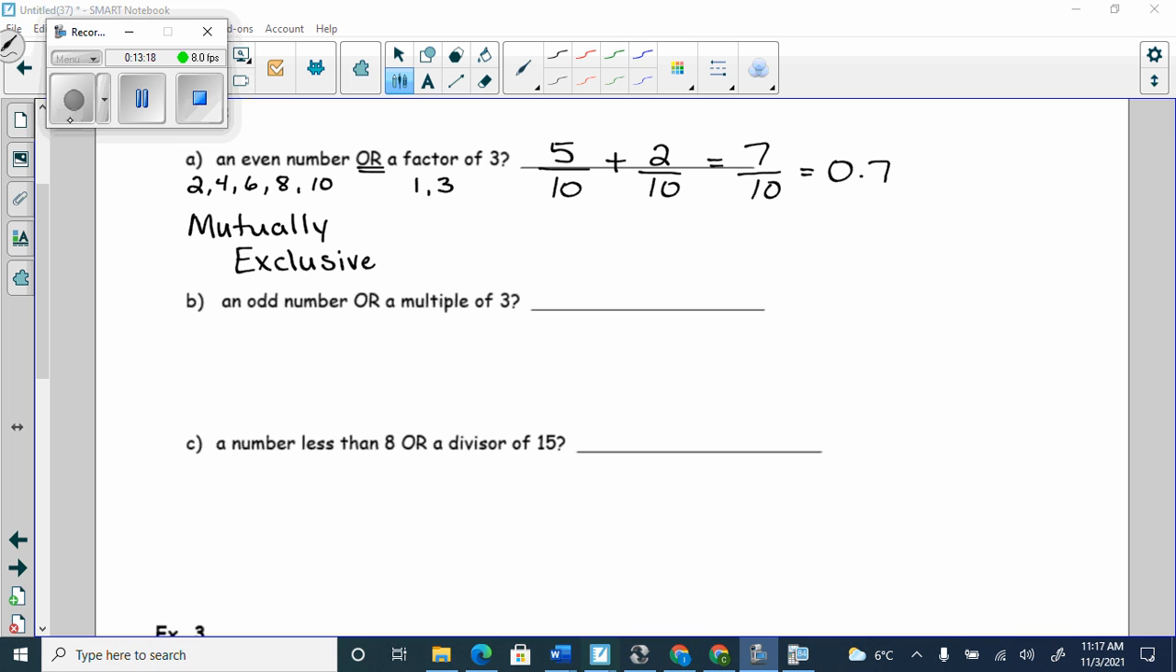Okay, let's look at B. Odd numbers would be 1, 3, 5, 7, 9. Multiples of 3 start at 3 and go up by 3, so 3, 6, and 9. Is there any overlap? Yes. So we say not mutually exclusive. And how do we check for mutually exclusive or not? The word or between them. Or screams: check for mutually exclusive or not, okay? So not mutually exclusive.